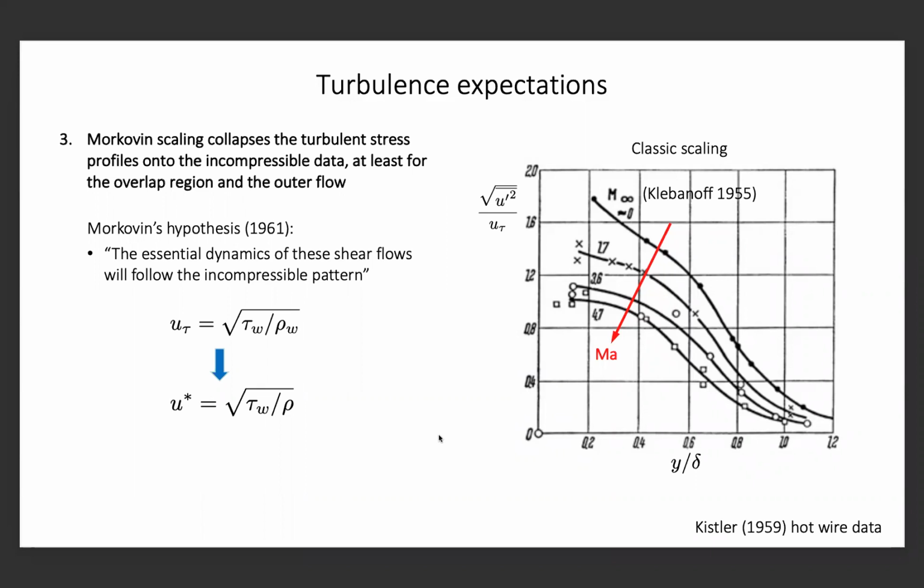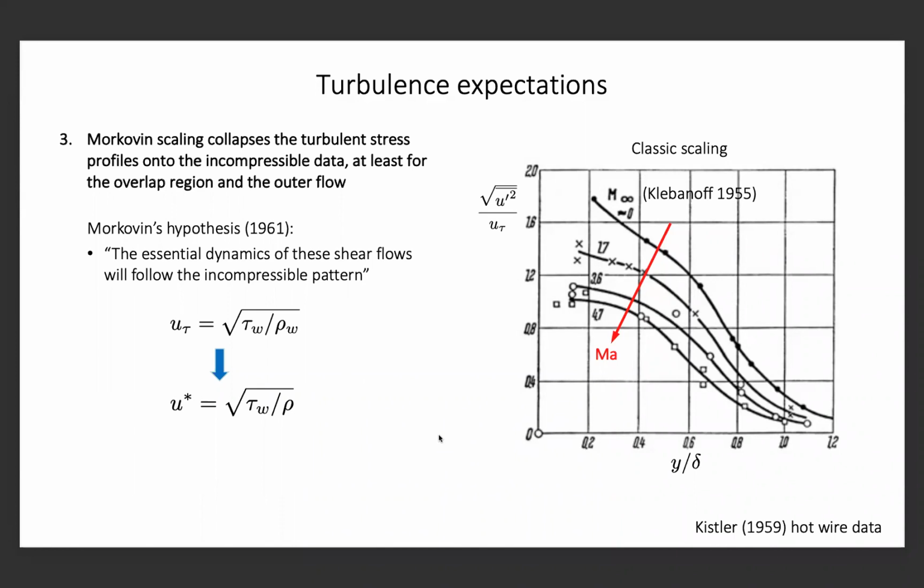And as you go from a Mach number of 0, which is kind of Klebanov's result, to a Mach number of 4.7, you can see the turbulence intensity, or here it's the RMS value. Supersonic flows always use the RMS value because the scatter in the data is much larger than it is in subsonic flow. In any case, classic scaling shows that this turbulence intensity decreases with Mach number.